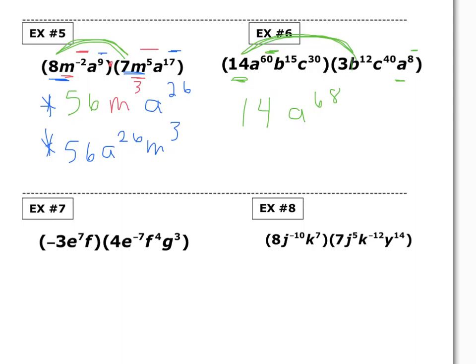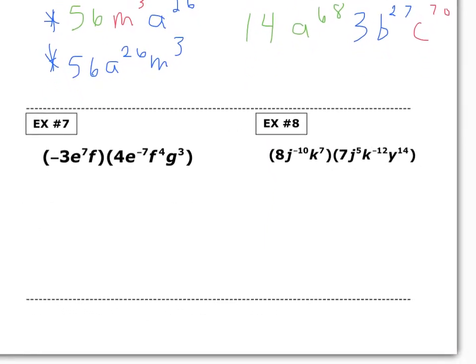Okay, let's look at our b's. Oh, we got 1b and we got 3b, so that gives us 3b, and then we have to add up our exponents. And 15 plus 12 is 27. And our c's, we got 30 and 40, so that would give us c to the 70th. Okay, I want you to try these two down at the bottom, and then go ahead and get started on your homework. Great job today, guys.